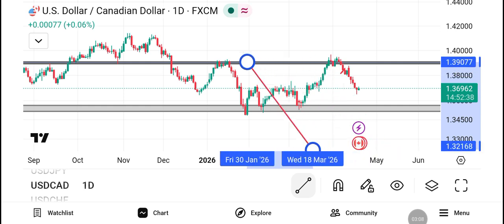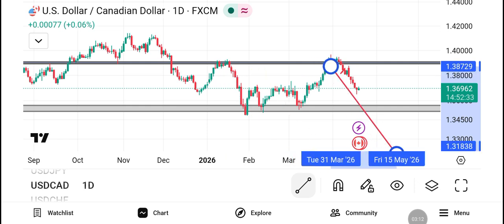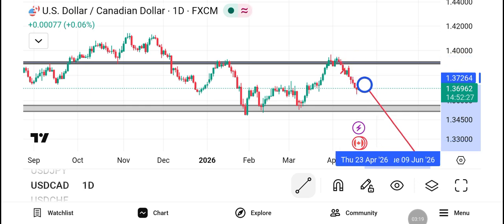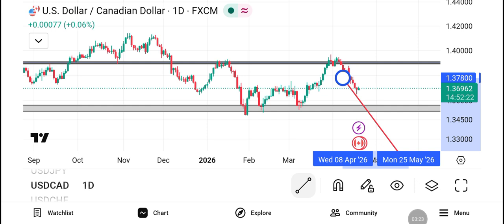You can see a similar thing has been formed here. Here formed a hammer. Here formed a hammer as well. You can see it formed a hammer here. So I entered the buy somewhere around here. I saw the confirmation and I saw the drop, and I entered somewhere around here.